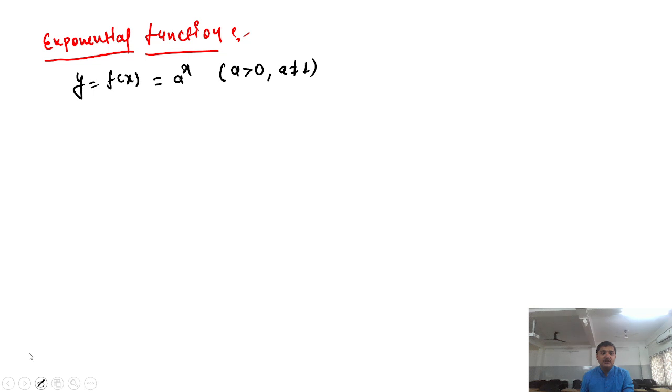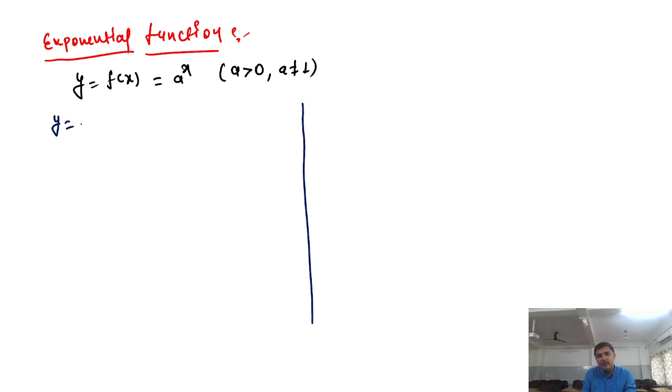So a logarithmic function always comes with three conditions: x greater than 0, a greater than 0, a not equal to 1. But in the case of the exponential function, we only have two conditions, a greater than 0, a not equal to 1. x can be negative this time. So here also we have two types of graphs. We'll see one by one.